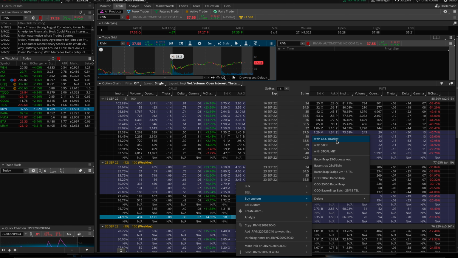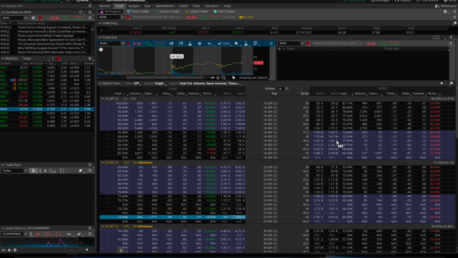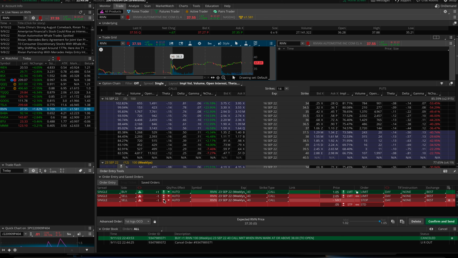So we're going to go in here and take a look at the OCO bracket. And we're going to open that up. Now you can see that we now have 3 transactions, right? When we did the last one, there was just a single transaction. And all I was saying is, hey, when we get above 38, buy me some $40 calls.